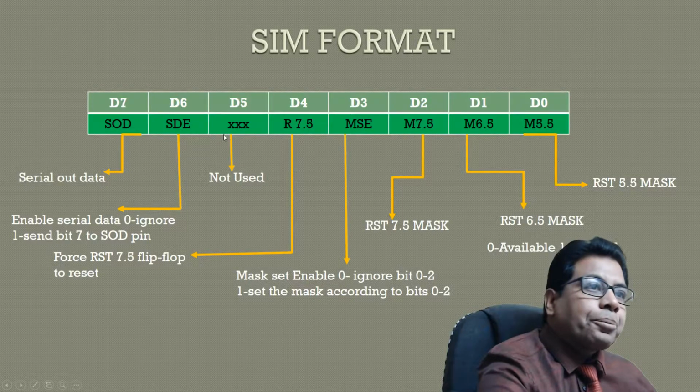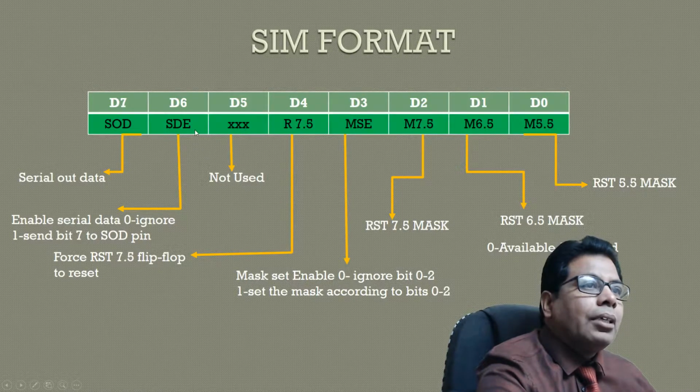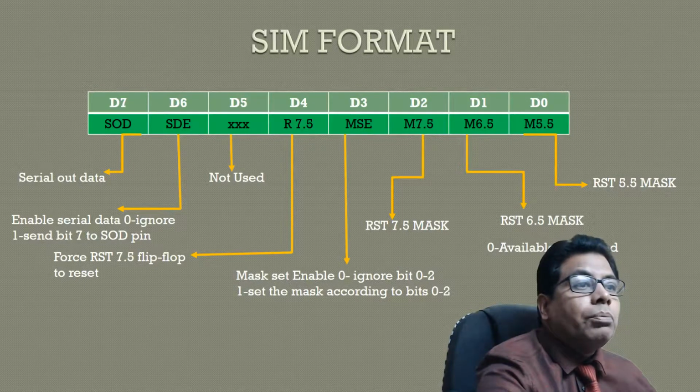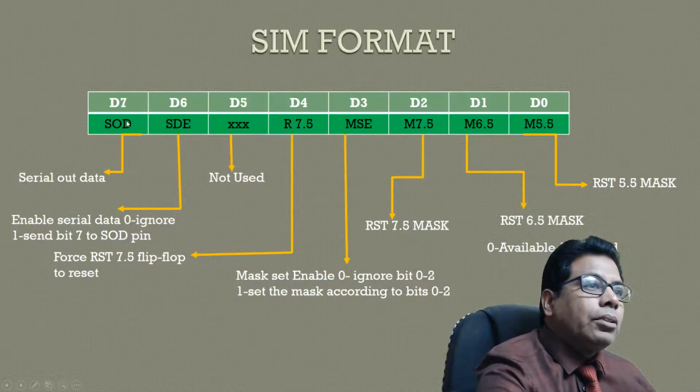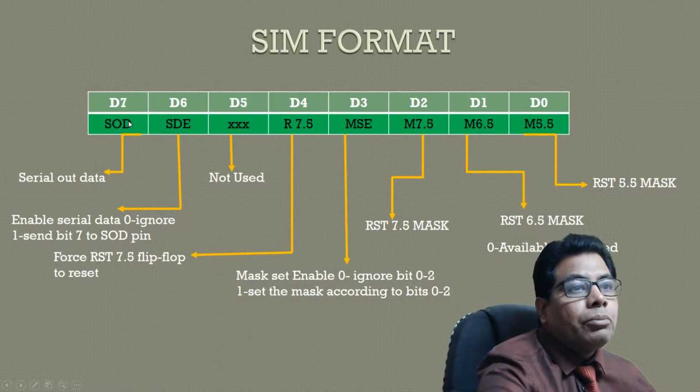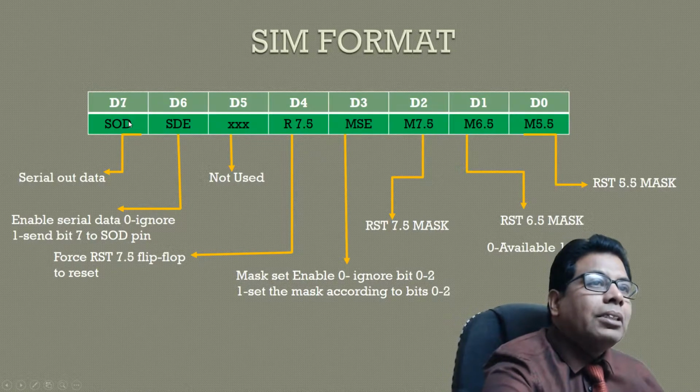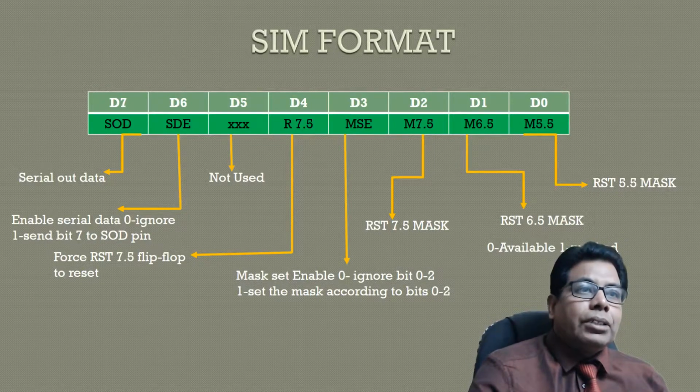Then this bit is not used and this is serial data enable. If it is 0, we will be ignoring the serial data. If it is 1, then send bit 7 to the SOD pin. So this SOD bit, that is serial out data, will be going to the SOD pin with the help of this. So this is the format for the SIM instruction.